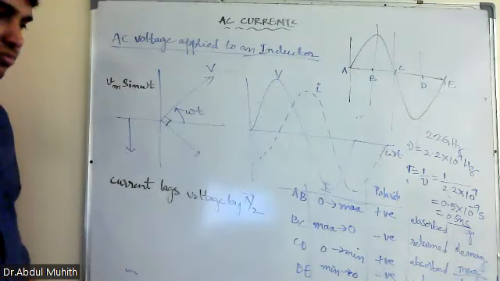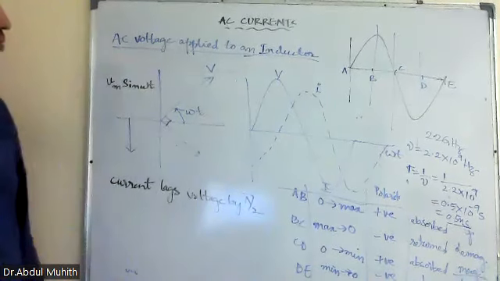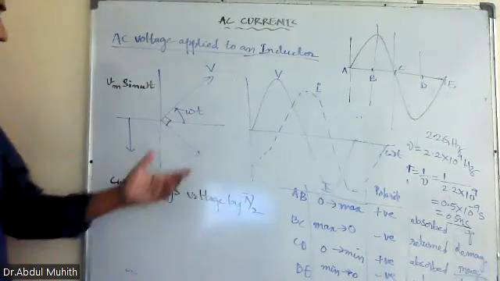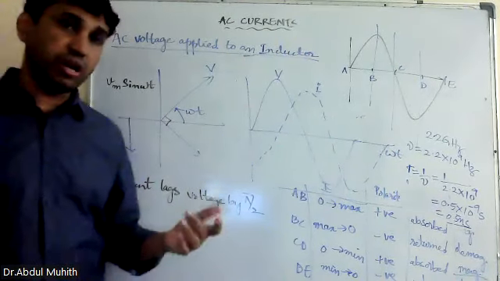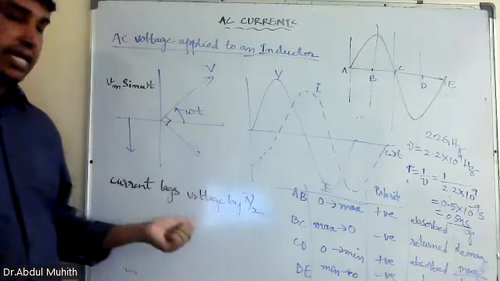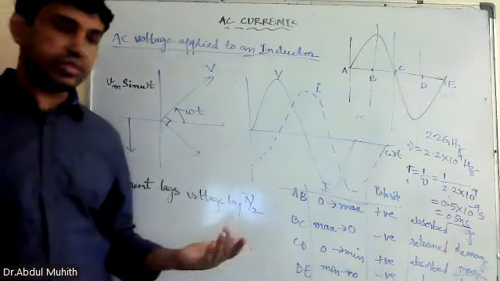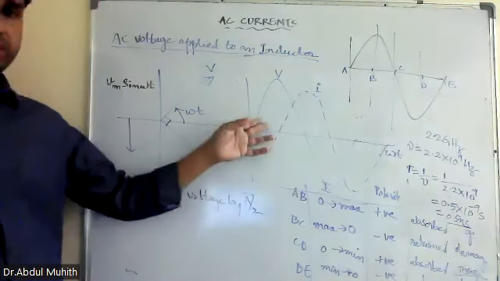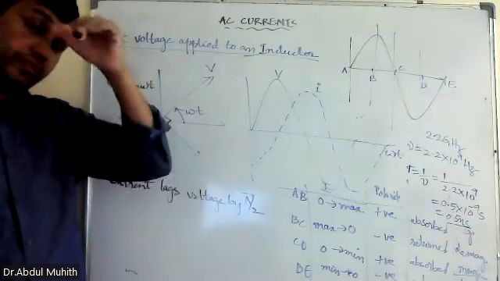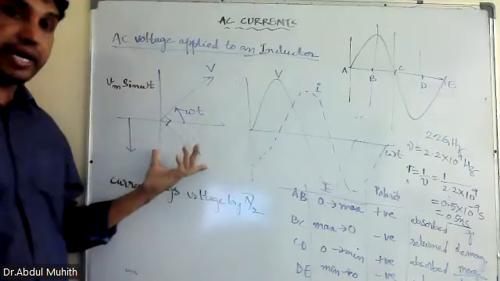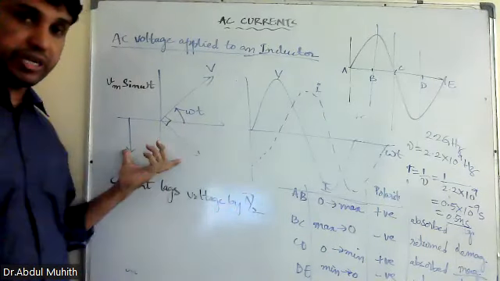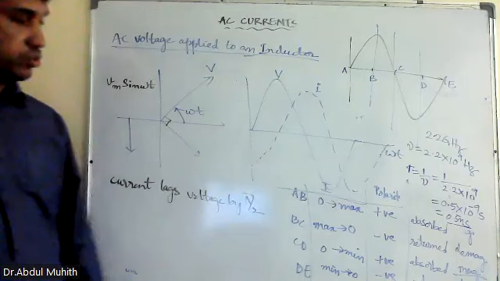Now, AC voltage applied to an inductor. When we solved the equation, we came to know that current lags the voltage by 90 degrees. Current is lagging and voltage is leading in this particular circuit. You have seen this is the waveform, and this is the phasor diagram. These are the two of them.